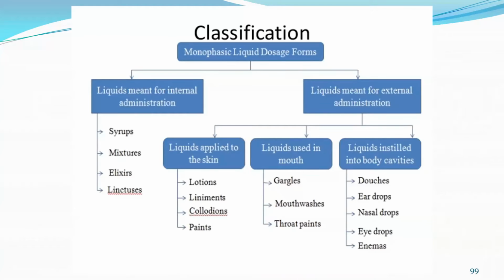Once again, another way of classification is monophasic liquid dosage forms. They are classified into syrups, mixtures, elixirs and linctuses. Same thing, liquids, different books classify in a different manner, but please remember the classification as I have told earlier. This classification is always better, which is given in the H.S. Sandhu book.